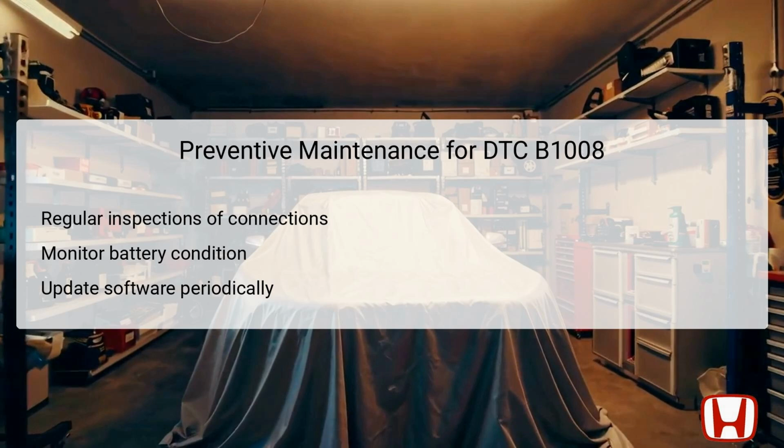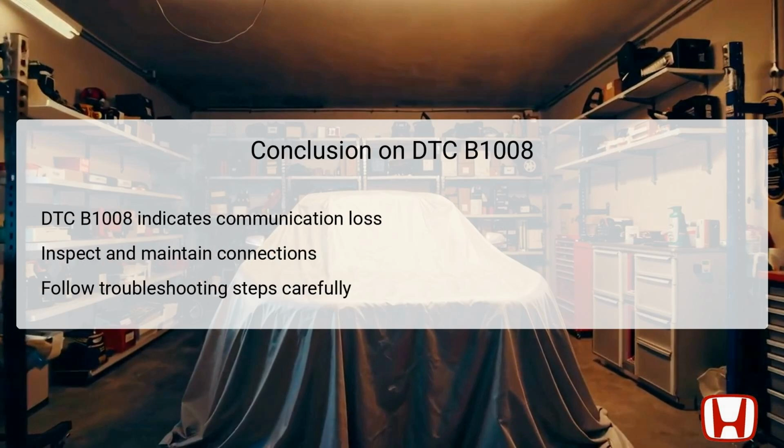Additionally, monitoring the battery condition regularly plays a significant role, as battery health directly impacts electronic systems. It's also advisable to keep the vehicle's software updated periodically, as manufacturers often release patches that can enhance communication protocols. Overall, maintaining these components and practices can significantly reduce the risk of encountering DTC B1008 or similar errors in the future.